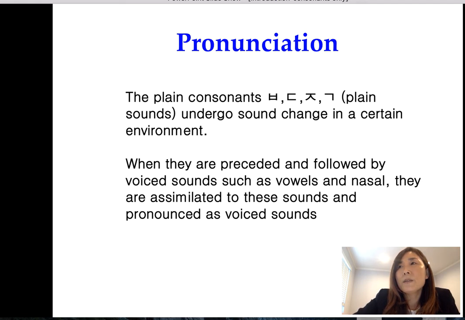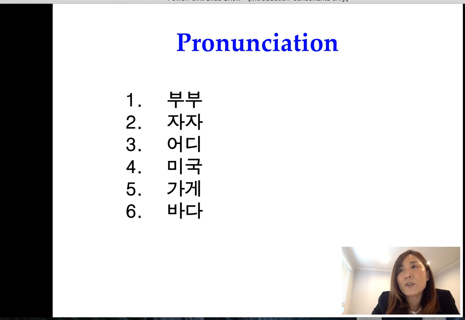The plain consonants, p, t, ch, k, undergo sound change in certain environments. When they are preceded and followed by voiced sounds such as vowels and nasal consonants, they become similar to these sounds and are pronounced as voiced sounds. Please listen to the sounds and repeat after me. Number one, pu, pu. Number two, ta, ta. Number three, o, ti. Number four, mi, ku. Number five, ka, ke. Number six, pa, ta.